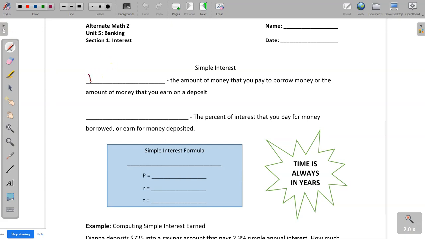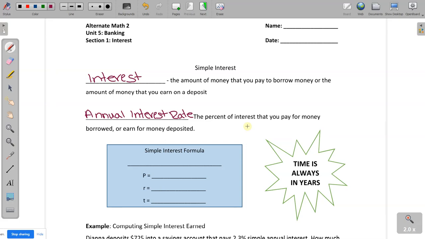So, interest is the amount of money that you pay to borrow money or the amount of money that you earn on a deposit. So, the annual interest rate is the percent of interest that you pay for money borrowed or earn for money deposited. So this rate depends. It depends on the year, what you're borrowing, what you're earning. There's lots of stipulations for that.